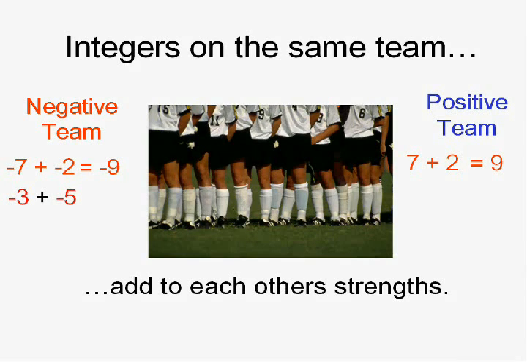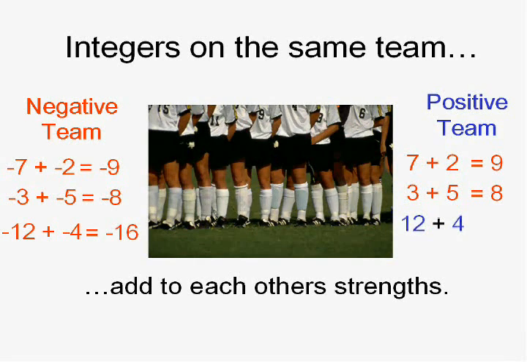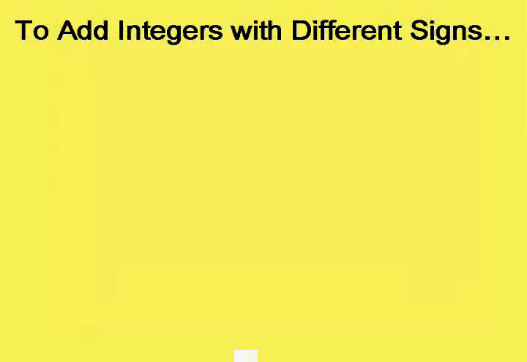Get the idea? -3 and -5, -8. That's easy. +3 and +5, +8. -12 and -4, -16. Just more negative. They add to each other's strengths. And of course 12 and 4 make a +16. You could also remember here that you're using the sign that's already there. Are you pondering what I'm pondering?